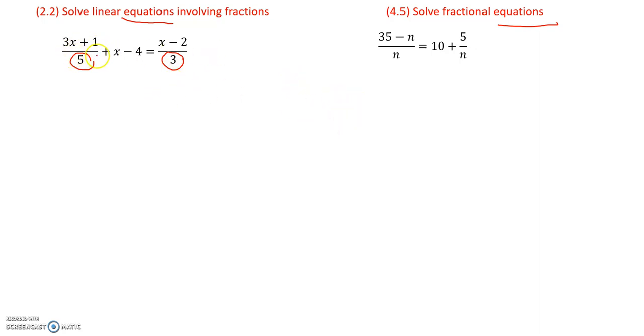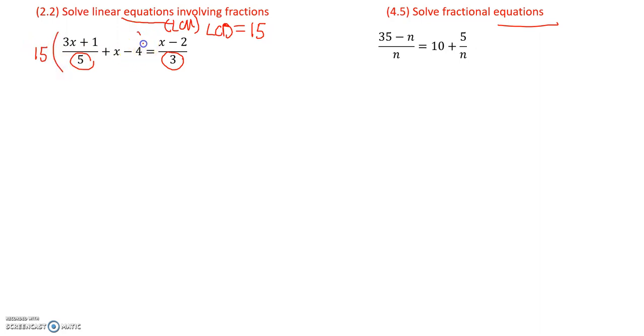Recall that in section 2.2, when we have an equation involving fractions, we can choose to get rid of all the fractions. So this is what we're going to do here. First of all, in order to get rid of all the fractions, we need to find the least common denominator, which is also the least common multiple of all the denominators. In this case, we have 5 and 3. That's going to be 15. If you don't remember how to find the least common denominator, go back and watch the video under week 1. Now we're going to multiply both sides of the equation by 15.